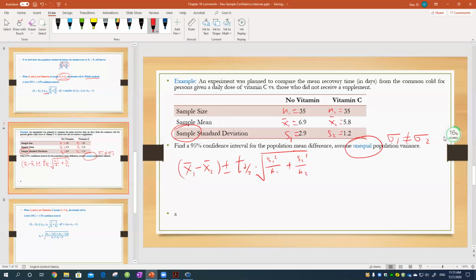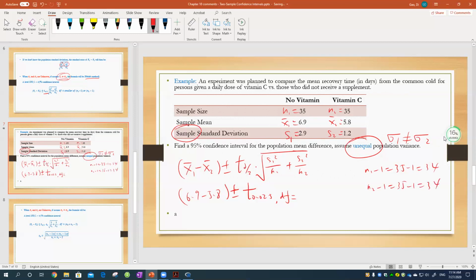So x1 bar minus x2 bar, 6.9 minus 5.8, plus or minus t sub alpha, which is 0.05 divided by 2, 0.025, like the previous one. And degree of freedom equals the smaller of n1 minus 1 and n2 minus 1. So n1 minus 1 is 35 minus 1, that's 34. n2 minus 1 equals 35 minus 1 equals 34.